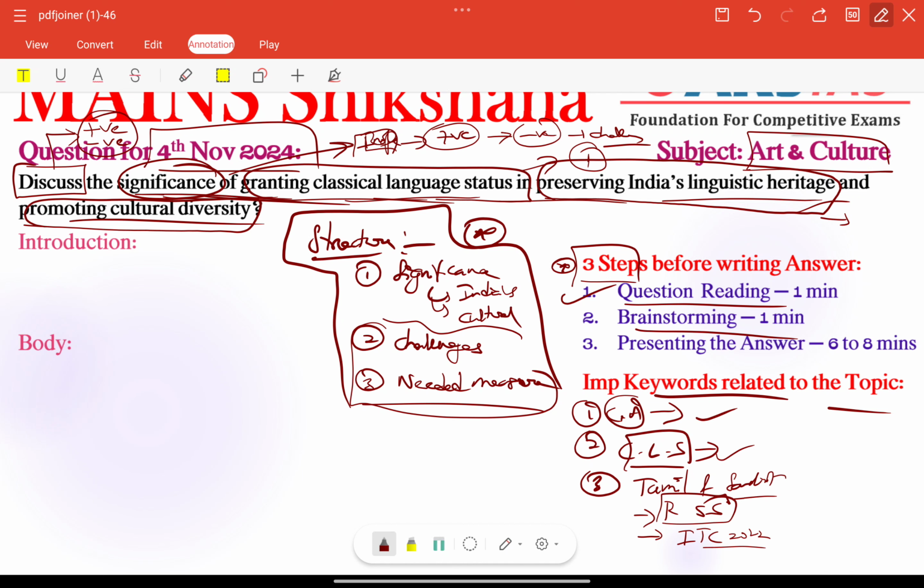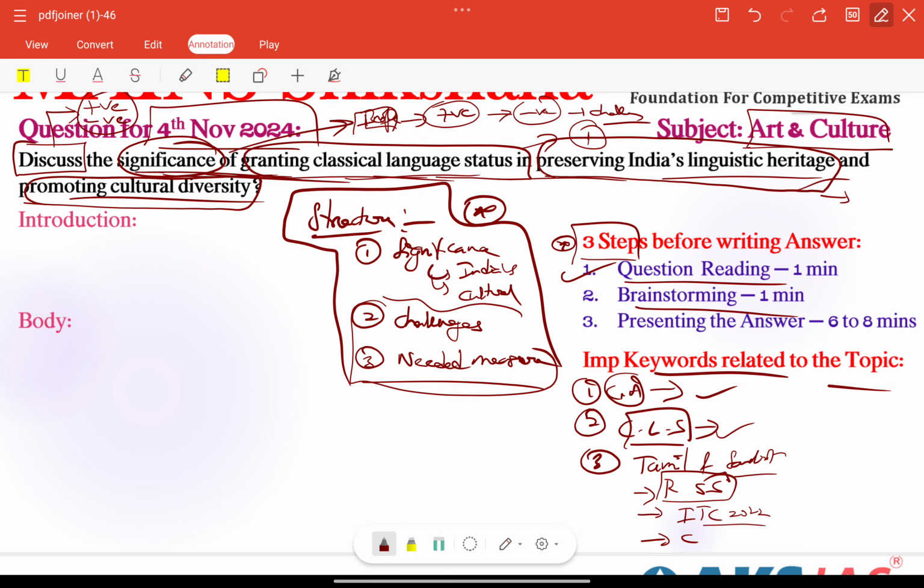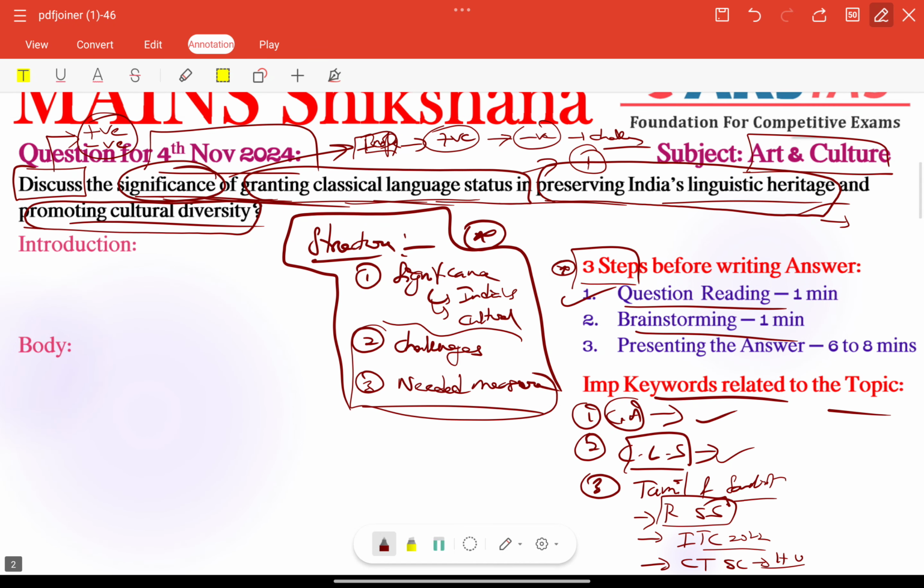Otherwise we have some classical language centers also. We have, for example, the Classical Telugu Studies Center at Hyderabad University, right? Very important. These types of institutions or centers are important initiatives we need to include here and there, right?